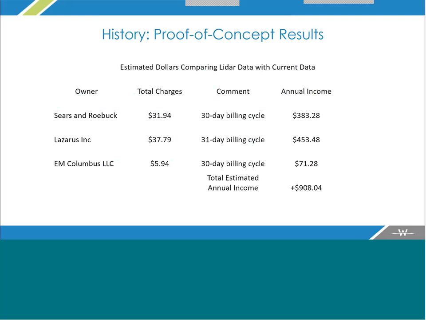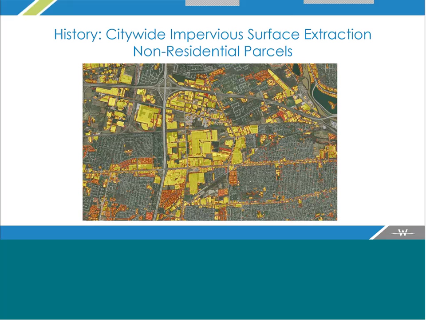And what that meant is that for this fairly small area, not more than 4 blocks, you're talking about an increase of $900 over and above what the current billing cycle was. So, it showed an increase for a small area. So the methodology was then applied on all the non-residential parcels, and the mapping was completed.